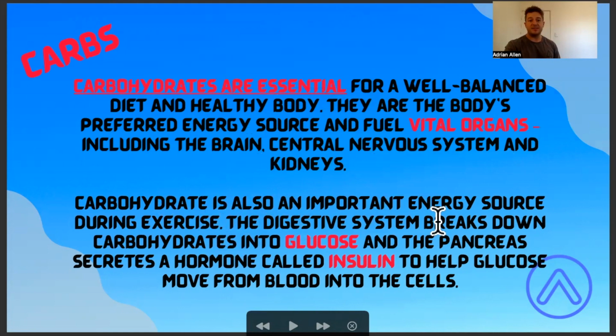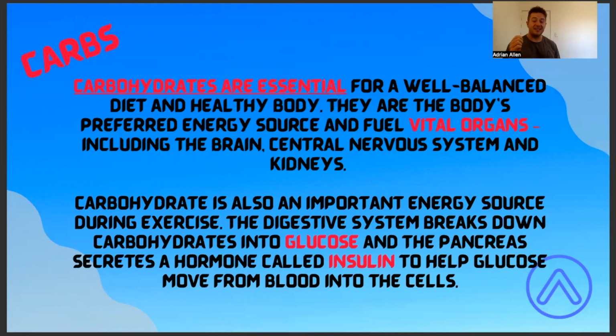The digestive system breaks down carbohydrates into glucose. Okay, this is where it gets a bit sciencey again. So you eat carbs, you eat potatoes, you eat white rice, it breaks it down into glucose. Then the pancreas secretes a hormone called insulin.